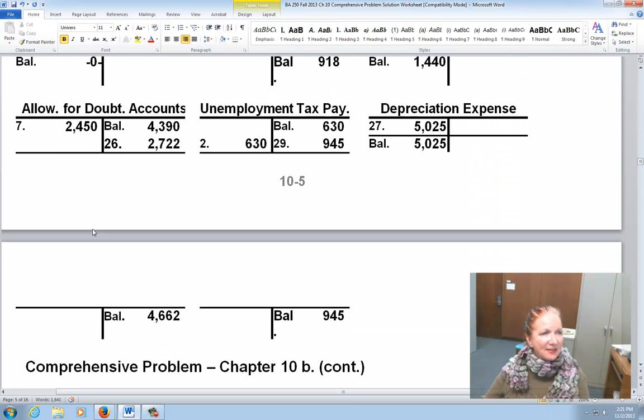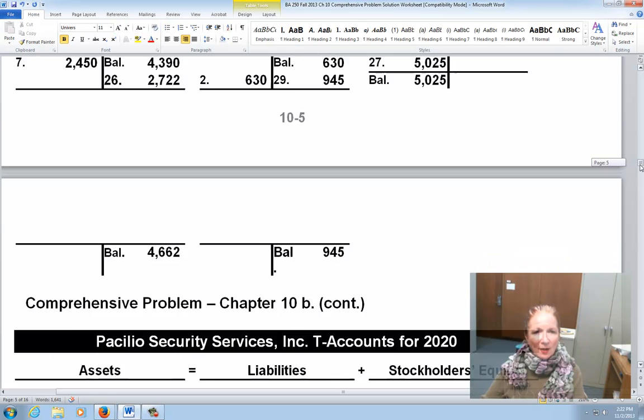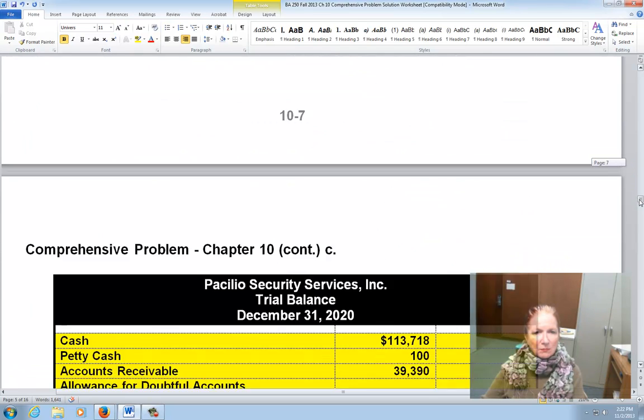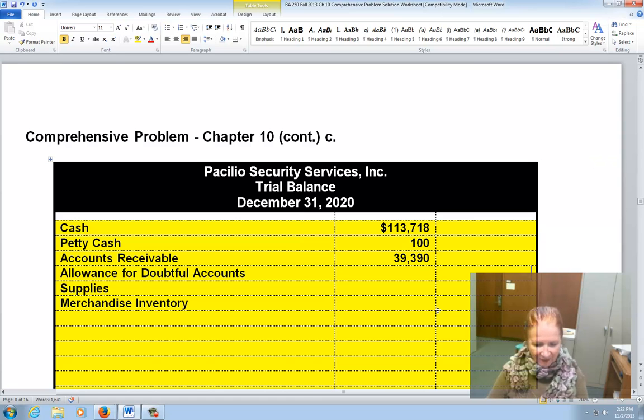And then the next thing is the allowance. Unfortunately, it's at a page break, but here is allowance for doubtful accounts, and here's that credit balance of 4,662. That one's a credit balance, so we're going to want to come down to the trial balance and put that in over here, and it's the first in the list. It's 4,662. And then supplies, we'd go back up and look up supplies and find out that they are $210. And then we'd look up merchandise inventory and find out that they are $14,400.